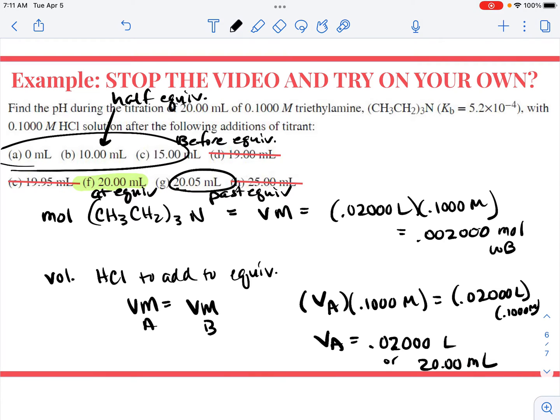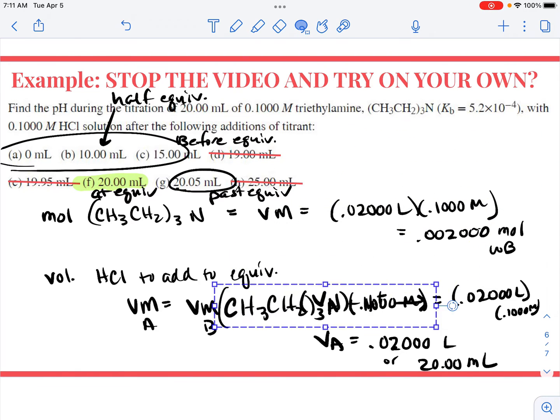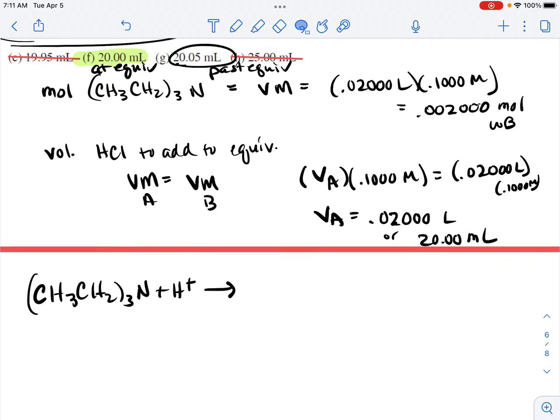The other thing that I'm going to do is write the equation, which would be (CH3CH2)3N, my triethylamine, plus H+ yields (CH3CH2)3NH+. All right, so this weak amine is going to hang on to that hydrogen ion. So this is my titration equation.